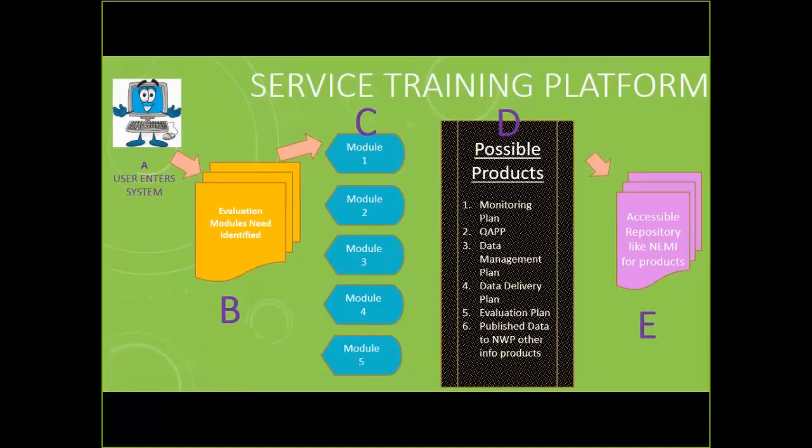And then we want to start collecting these documents and have a repository like NEMI. NEMI, for those who don't know, is the National Environmental Monitoring Inventory, NEMI.org. It's the National Monitoring Council's product of all the methods that are out there. And we should be getting our methods in there, and we can. You can just go there and put our methods in there.